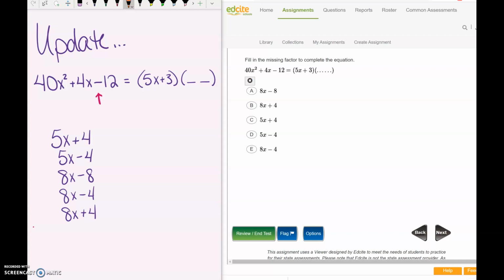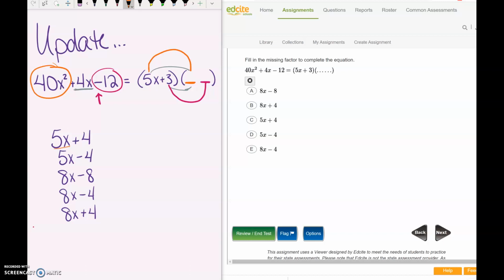Basically, and I said this in the other video, the thing that you need to focus on is that 5x times this number is going to give you 40x squared. The first terms multiply together to give you that first term of the trinomial. The 5x times that number and the 3 times that number are going to give you the 4x. And then 3 times this number is going to give you the negative 12. So the first thing is 5x times something has to give us 40x squared.